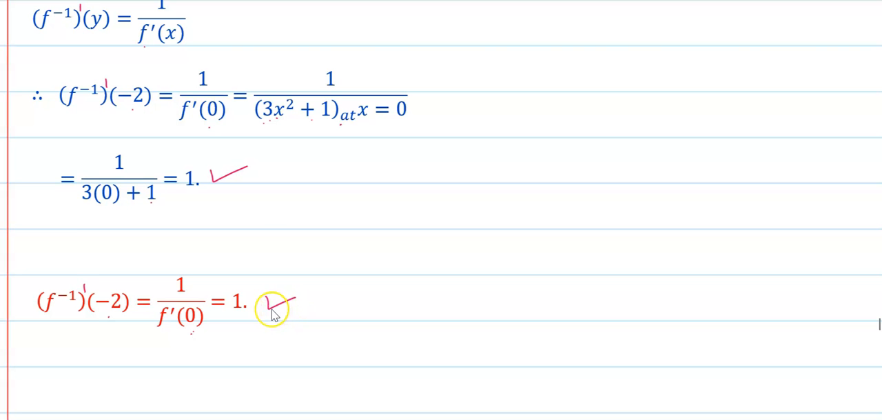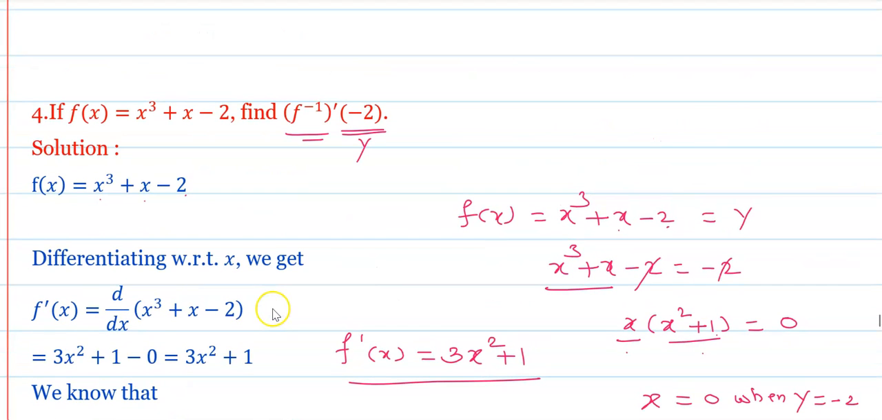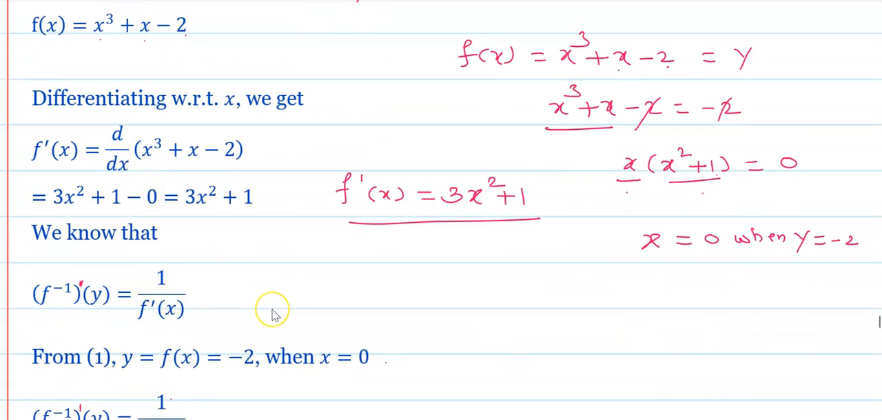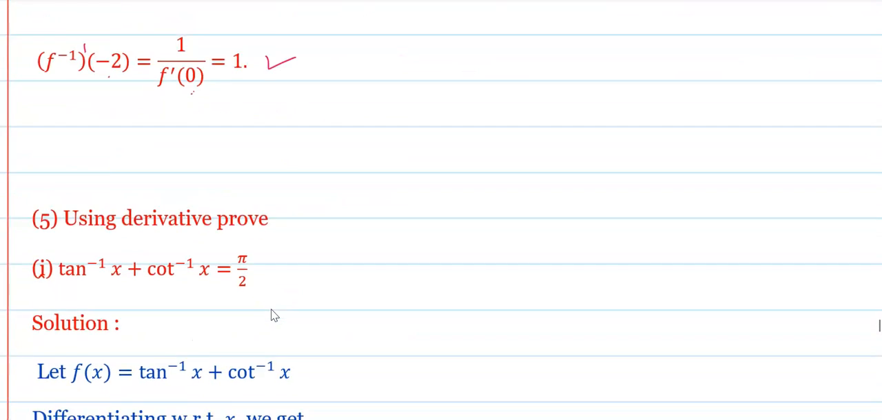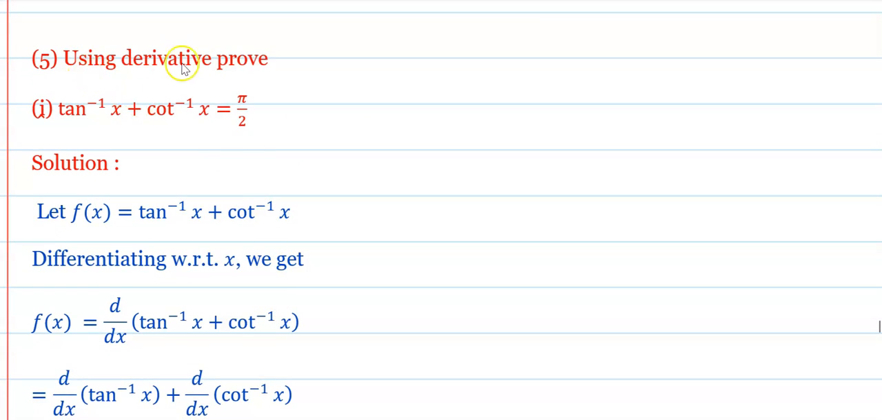Okay. Now once again you can see this. Now the next, using derivatives, prove that tan inverse of x plus cot inverse of x is equal to pi by 2. Okay. Now the given function f of x is equal to... We have to find it using derivatives. It is also given in the formulas: tan inverse of x plus cot inverse of x is equal to pi by 2, sin inverse of x plus cos inverse of x is equal to pi by 2.